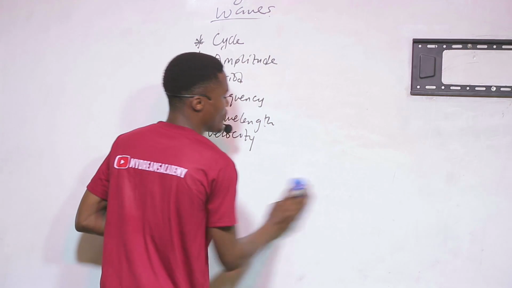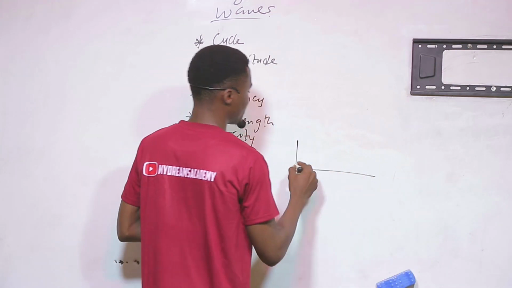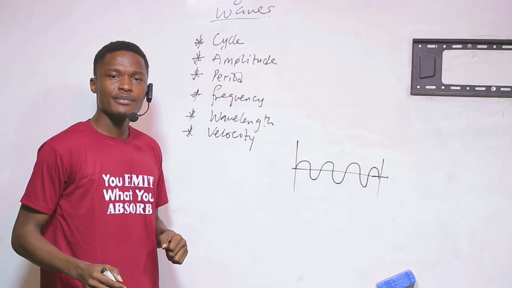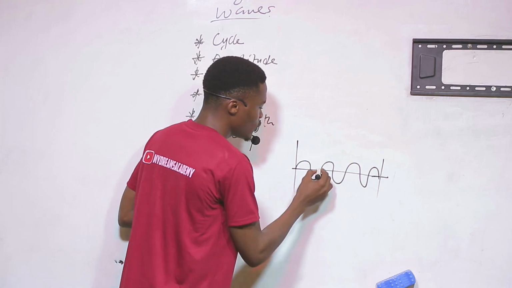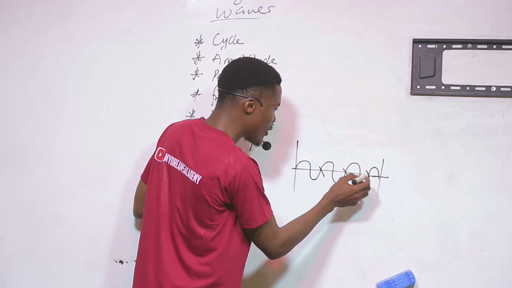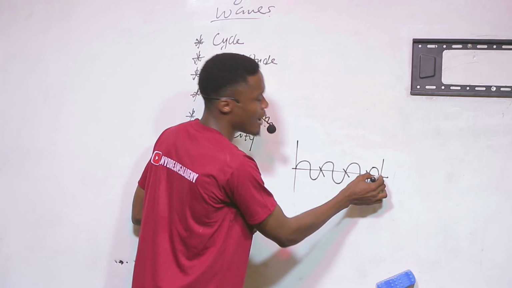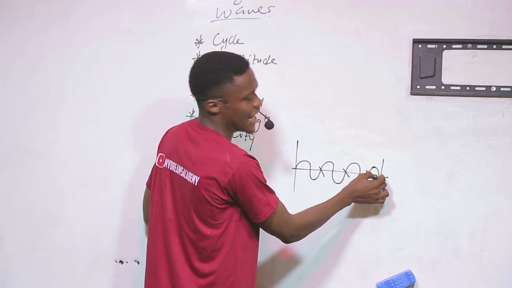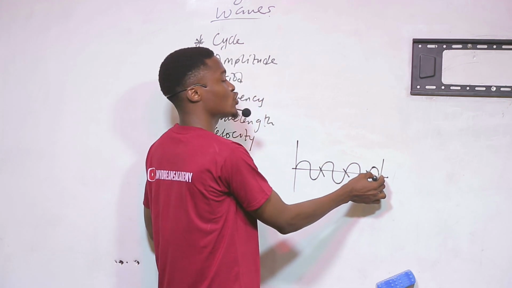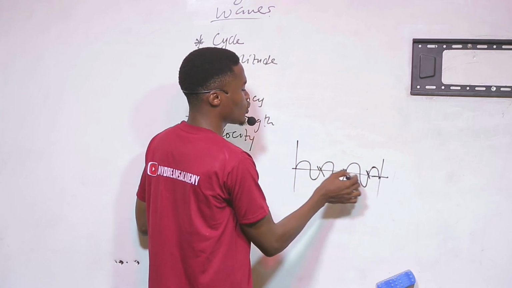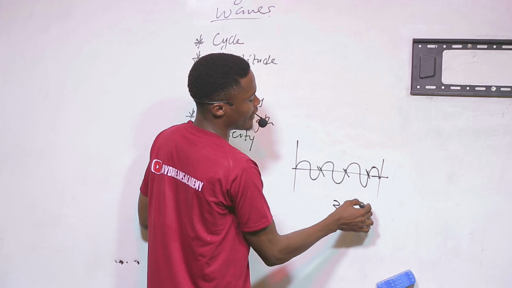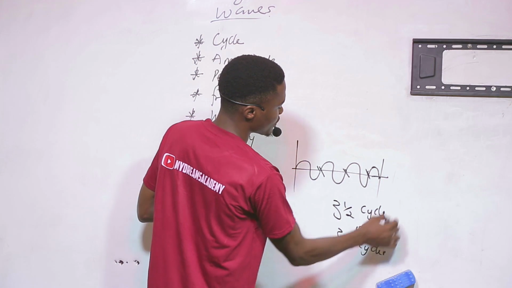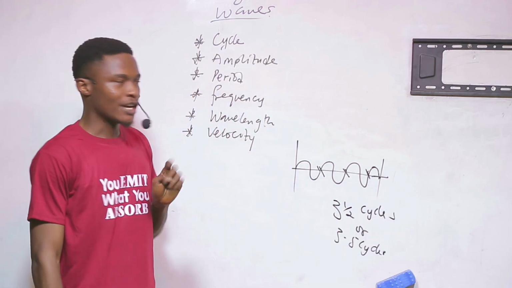Okay, so one more example. Let's say we have this. How many cycles do we have here? So what do you have? 1, 2, 3. Now, because this side is not complete, remember, for you to make it complete, it is up and down. It is only up that is here. So this will be half. And because it is half, I can say 1, 2, 3 and a half. So 3.5 cycles. Okay, so that is what cycle is all about.